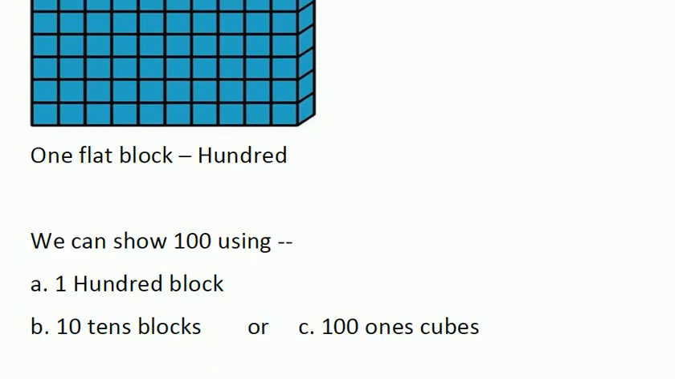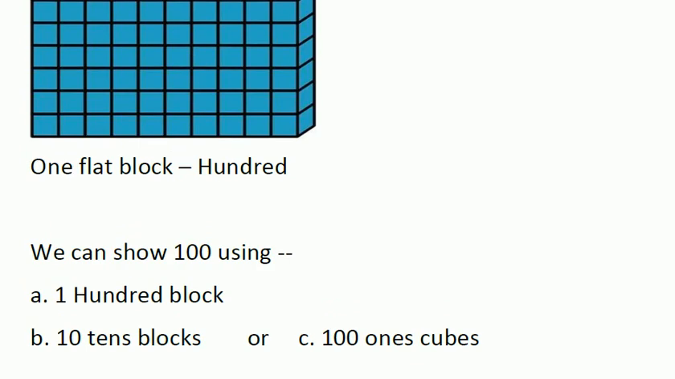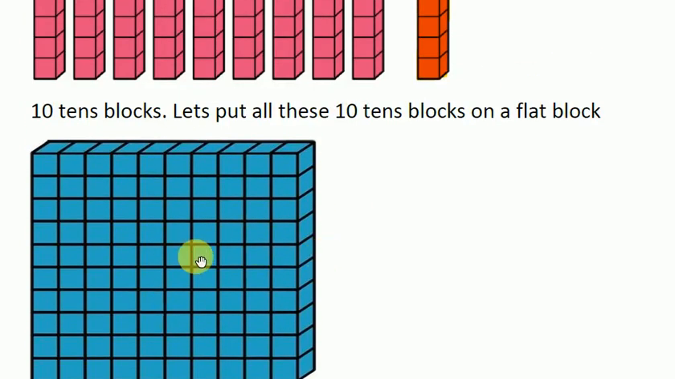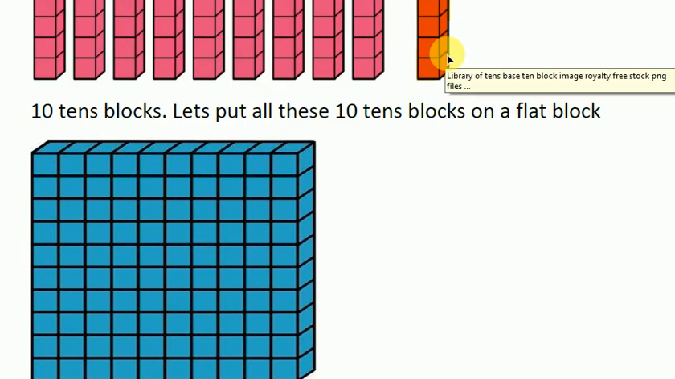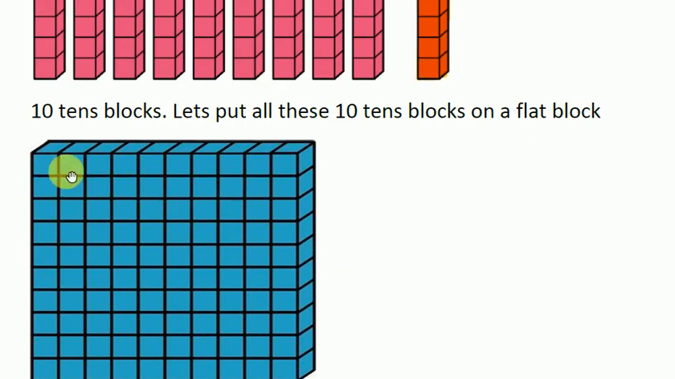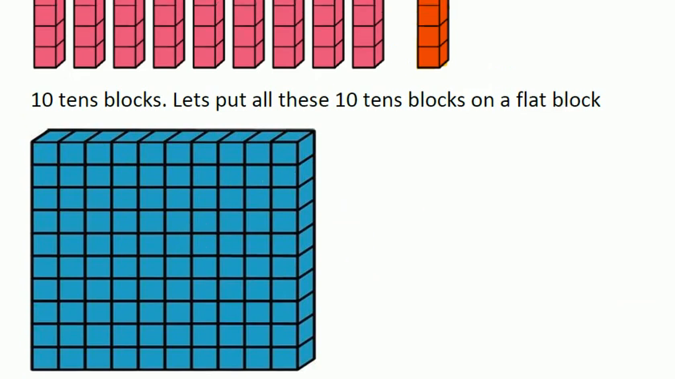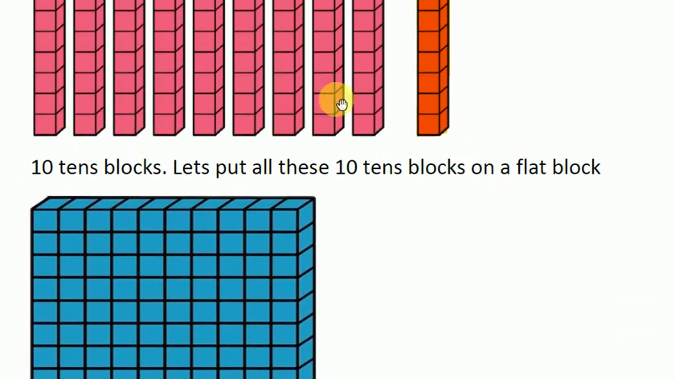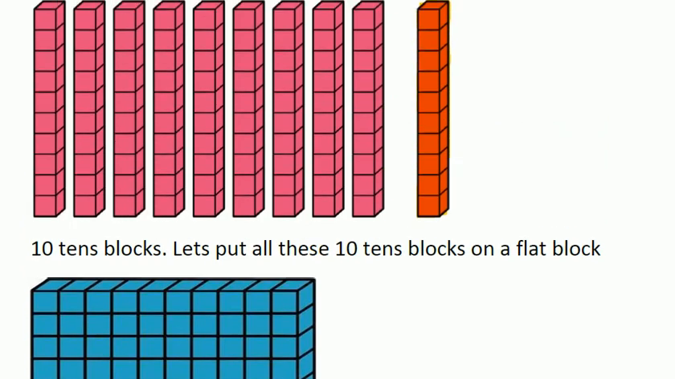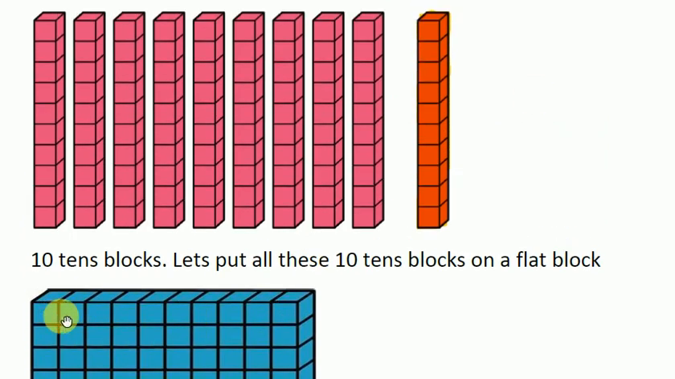Therefore children, we can show 100 using one flat block like this, or 10 blocks, or 100 ones cubes. So there are 3 ways to show 100. One flat block makes 100. 10 blocks makes 100, and 100 ones cubes also makes 100.